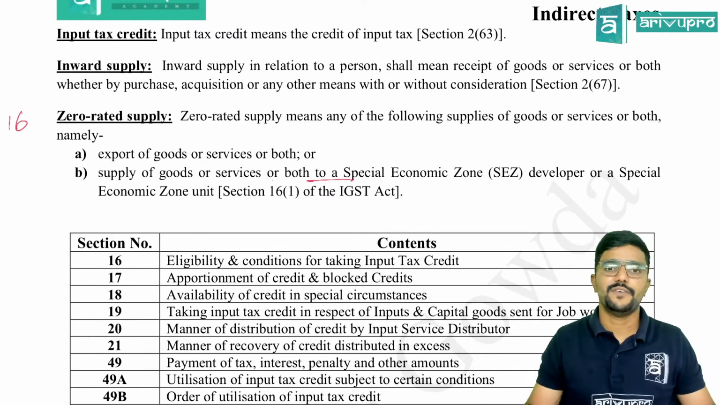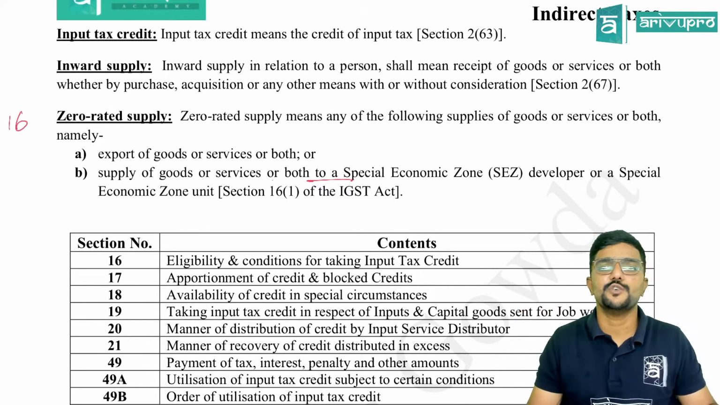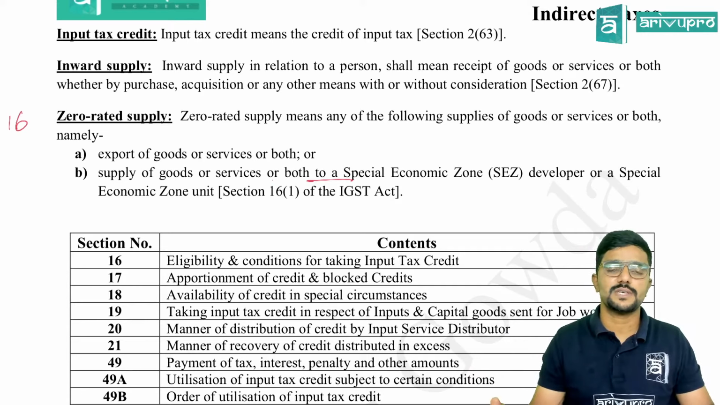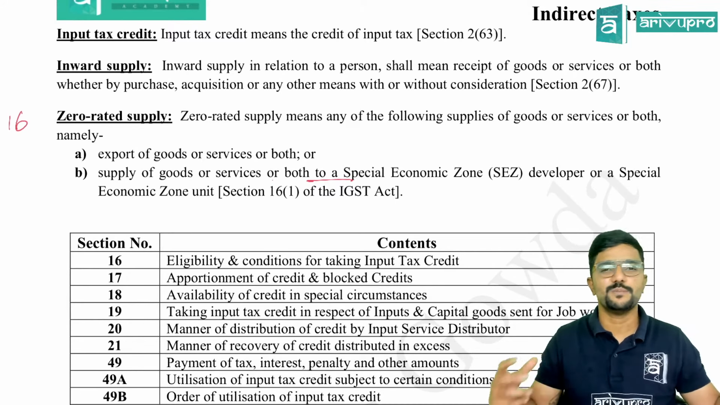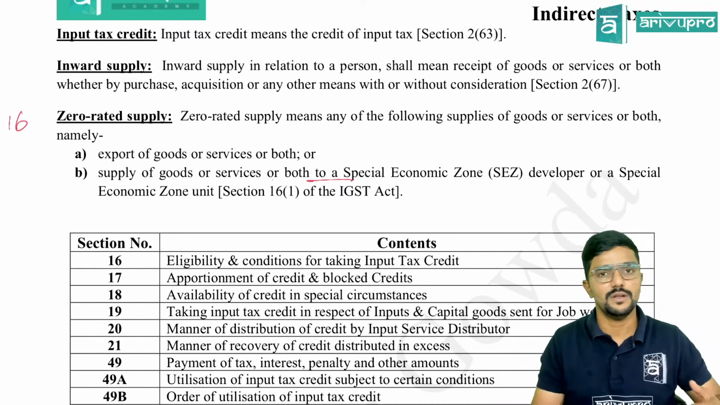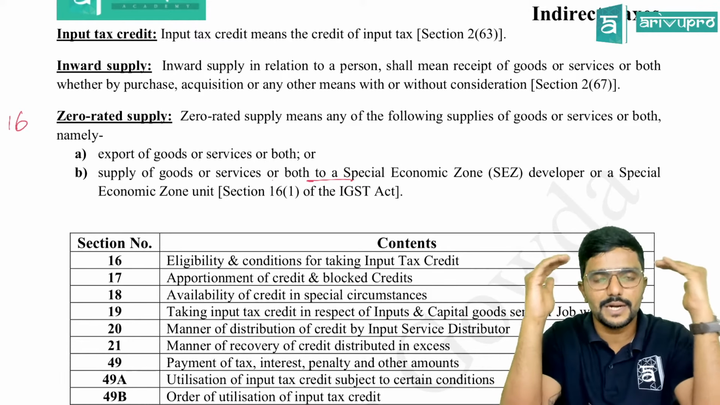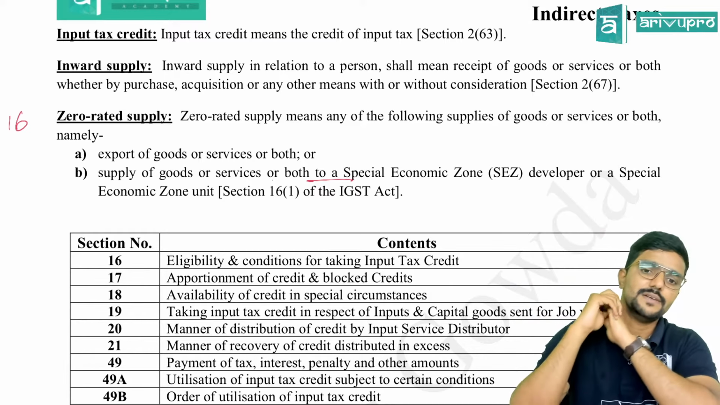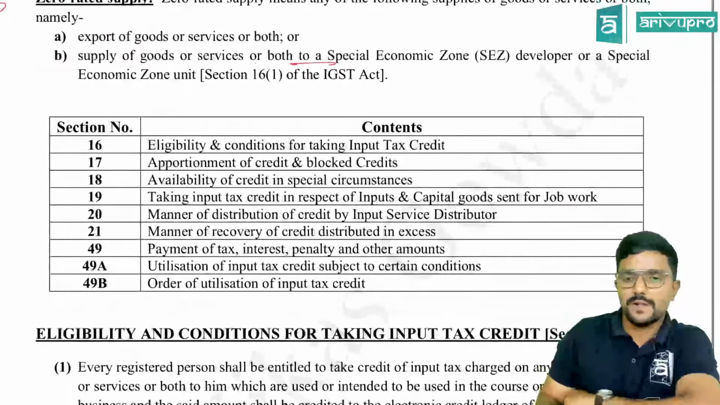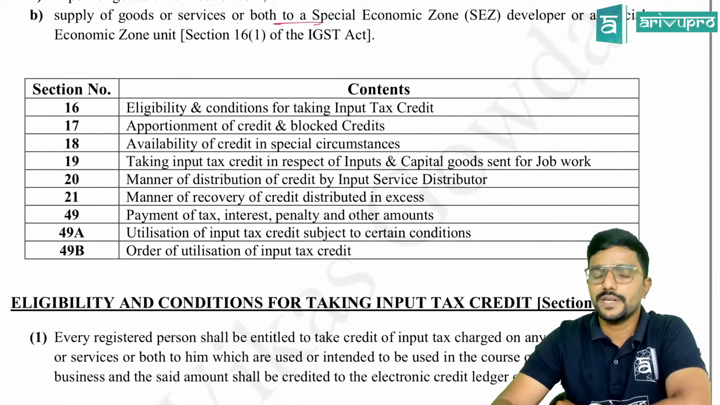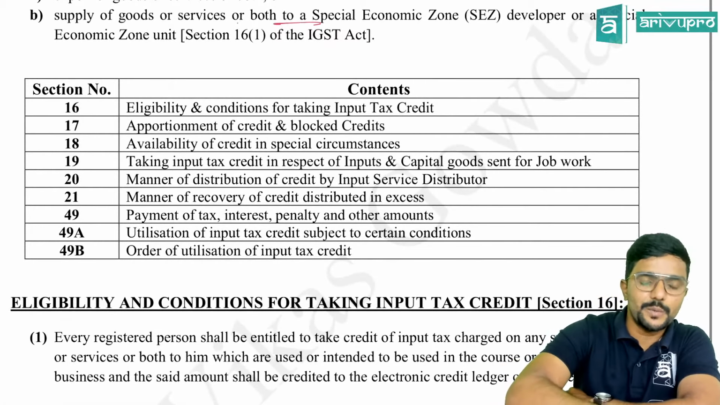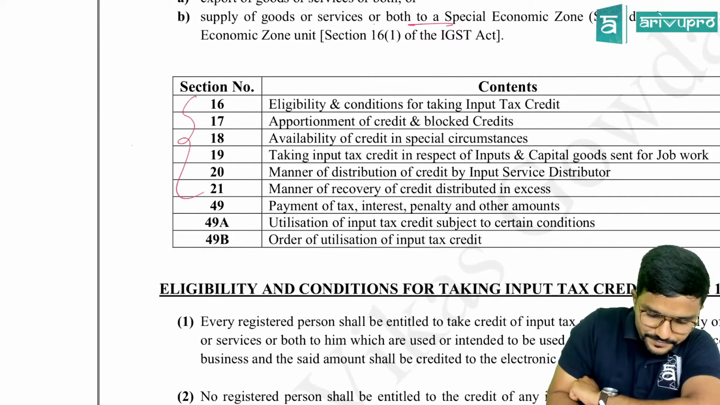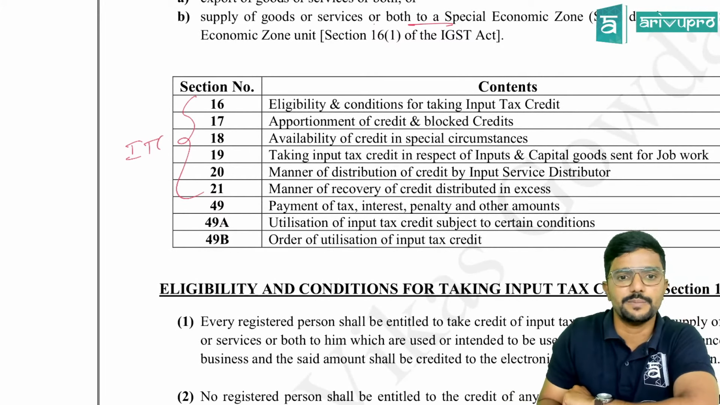Fine, guys. These are some basic definitions which you should know, because when we proceed with these provisions or this chapter, we will be using terms like input service, capital goods, input tax and all. So it is good always at the beginning itself to know what exactly these are. Now I have also given the list of sections which we would be covering in this chapter. Sections 16 to 21 talk about input tax credit. These are some main sections which we will be covering, guys.